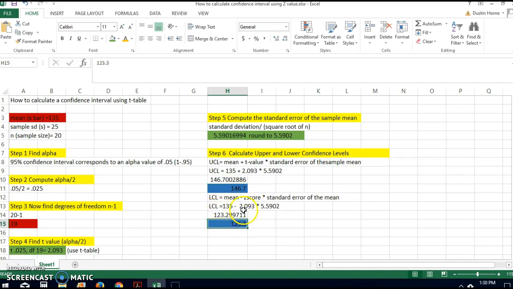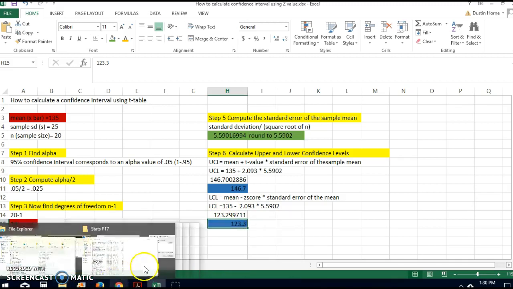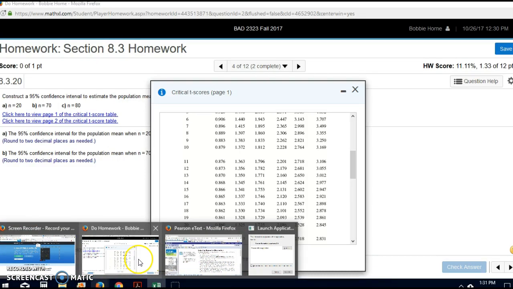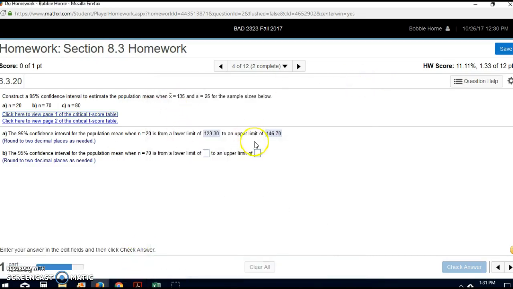And then down here, you do the same thing. Your two numbers. This is your T value. This is your standard error value. Multiply those together, the mean minus those two numbers, and this is what you get. And we're going to round that. That rounds up, that 9 rounds up to 10, so it's going to be 123.30. So if we go back to the homework, that is my answer. So that is how you look up the T value.